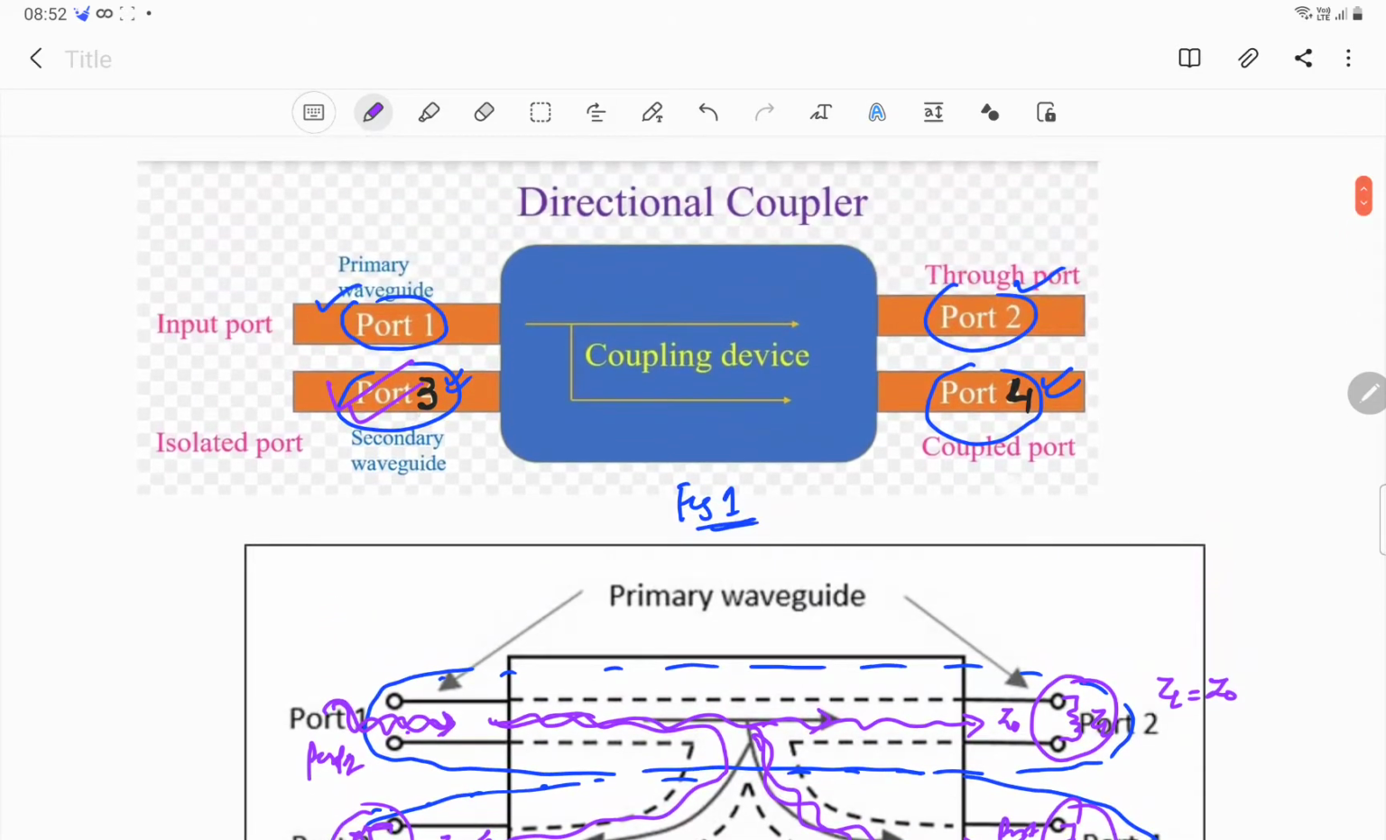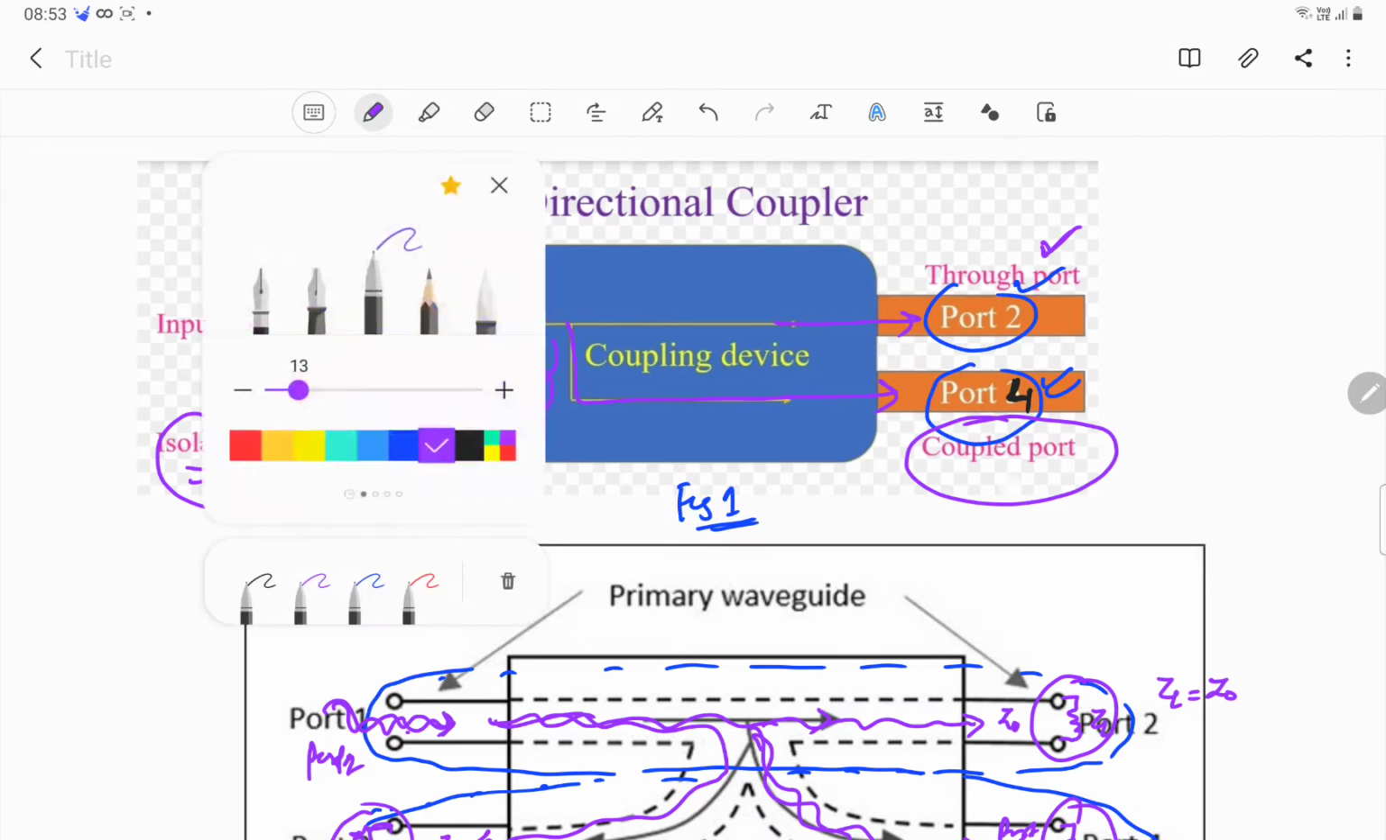So port 3 is called the isolated port, port 4 is called the coupled port, and port 2 is the through port. If I feed a signal here, it reaches port 2, it also reaches port 4, and nothing reaches port 3. So ports 1 and 3 are isolated.